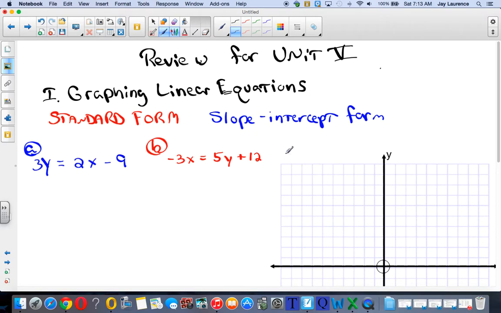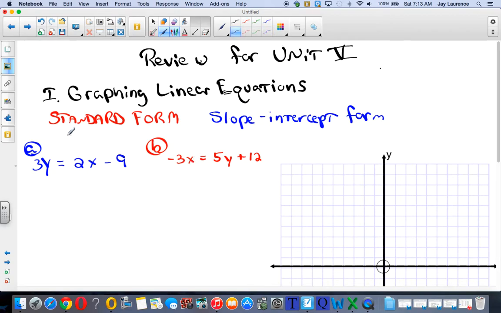Okay, anyway, first of all, we've got graphing linear equations in standard form and slope-intercept form. So, what can you expect on the test? I'm going to give you some equations, and I might say graph it in a certain form. So you've got to be able to manipulate it.